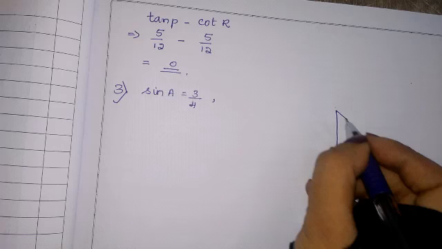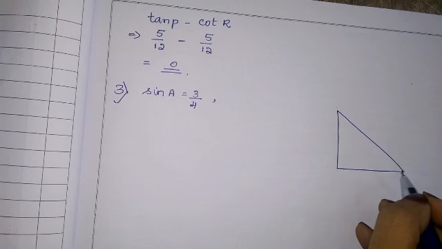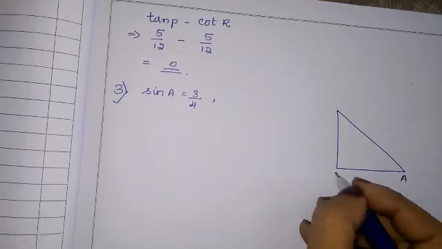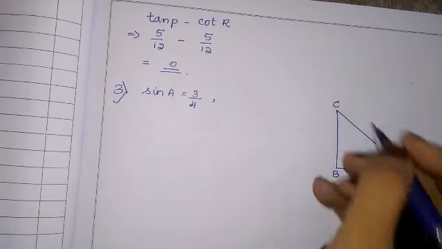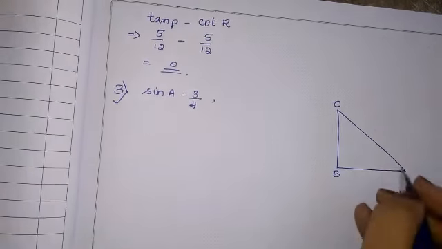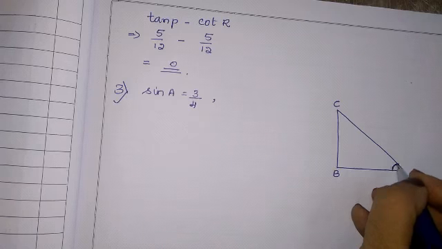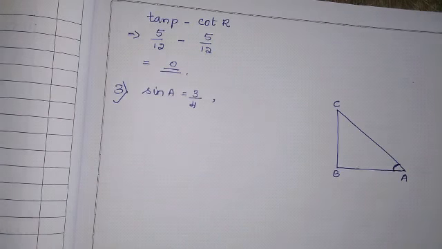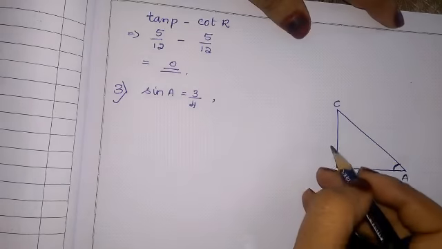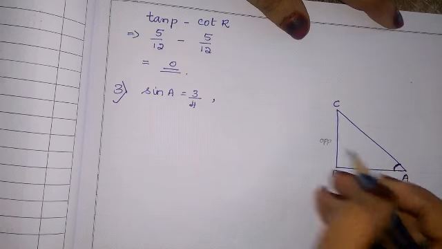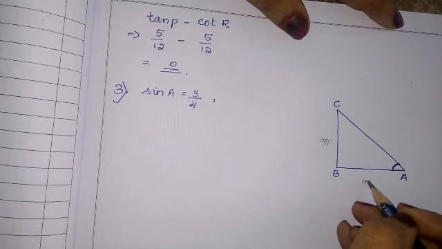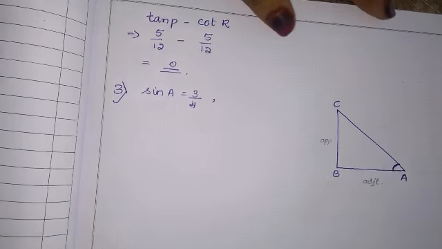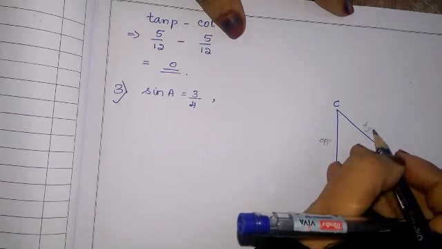They have mentioned sin A. Okay, A, B, C. So let us make angle A. If this is angle A, then which is the opposite side? This is the opposite, and the angle line is nothing but the adjacent side. First we have to mention this, and we all know this is the hypotenuse side.